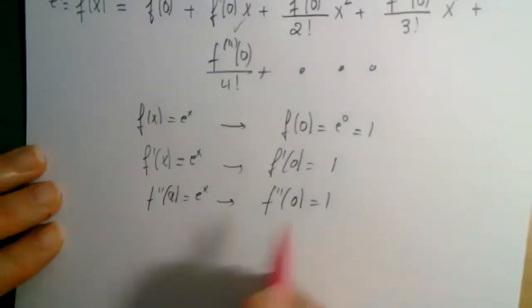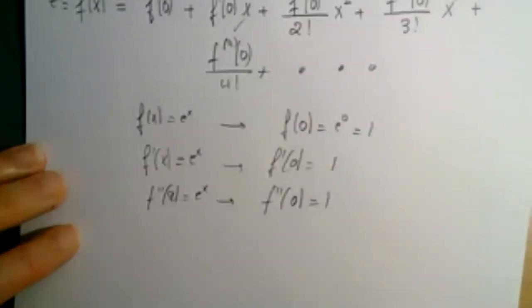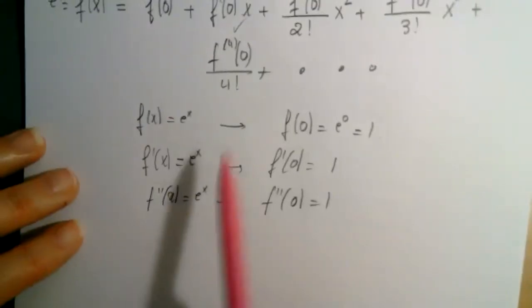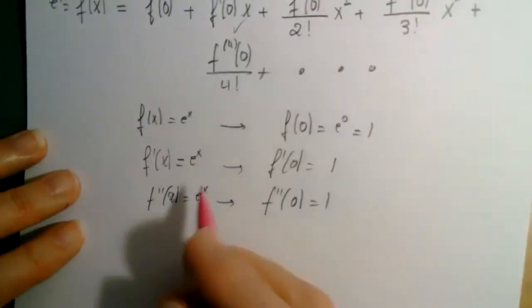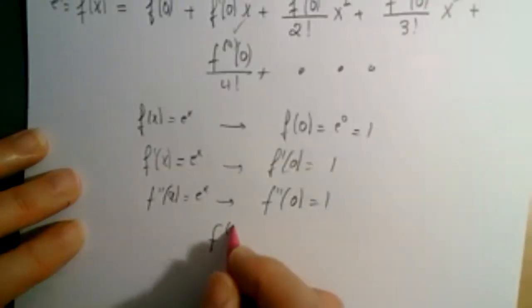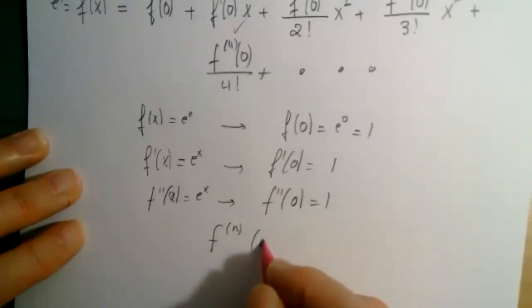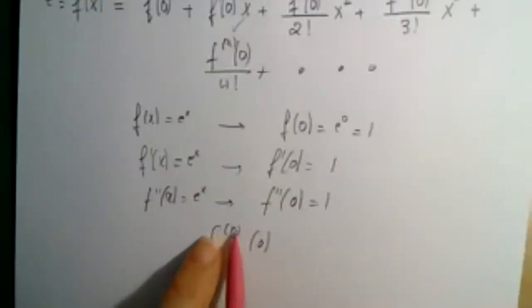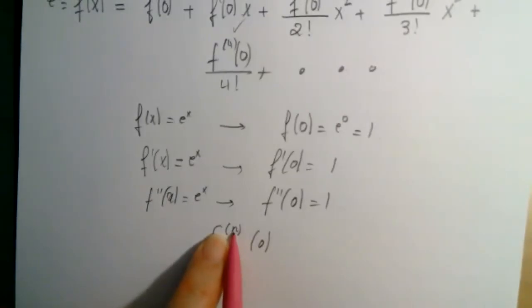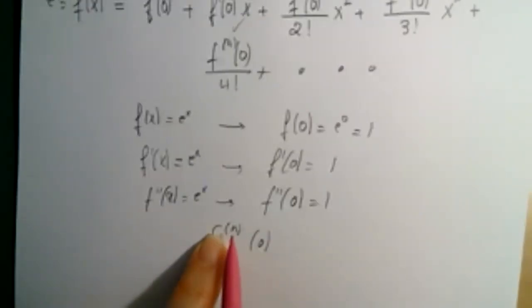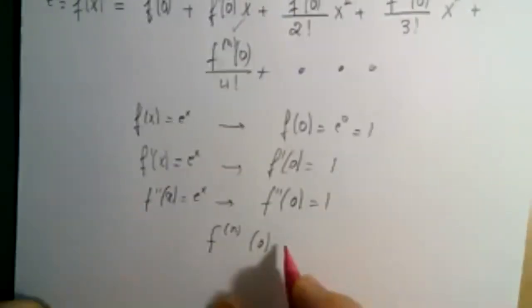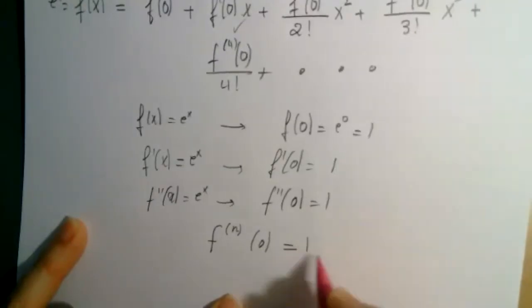Do I need to keep going, or do I know the pattern? You know the pattern? Absolutely. All the derivatives of any order. So in general, if I compute the derivative of any order, so when I put f^(n), if n is 2, it means second derivative. If n is 3, that means third derivative. N is 4, the fourth derivative. N is 100 means the 100th derivative. It means all of them are 1.